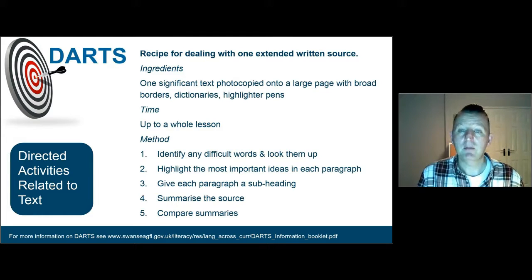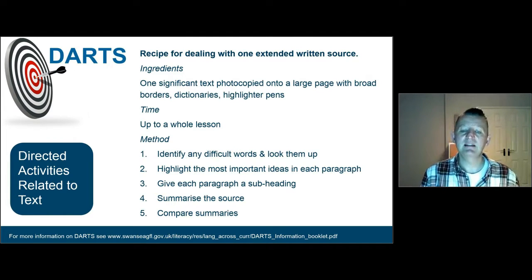So you basically give the method to the children and you let them work through the source in their own time, and generally in twos or threes, so they can have a discussion about any things which are problematic. The first stage is to identify any difficult words and to look them up, because you haven't translated this into child-friendly language. There may well be some specialist historical language that they need to check in a dictionary.